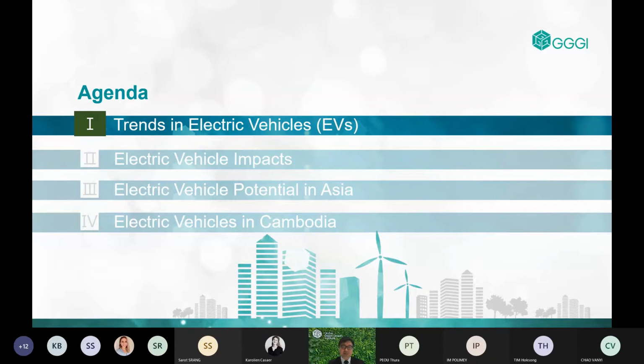As you can see in my contents, today I'd like to talk about the trend and market, electric mobility and technology. And lastly, I'd like to show how we have to put up the regulatory framework for facilitating electric mobility in the country.